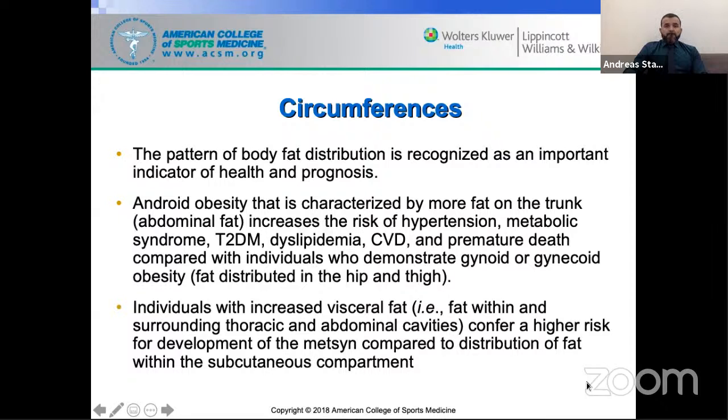circumferences. Okay, now we talked about location. We have android obesity, gynoid obesity. Make sure you understand that. The visceral fat is the fat within our organs, right? It is highly correlated with metabolic syndrome, right? So it is important again. This is again to show how important it is, the location of our fat. Subcutaneous is below the skin, right?